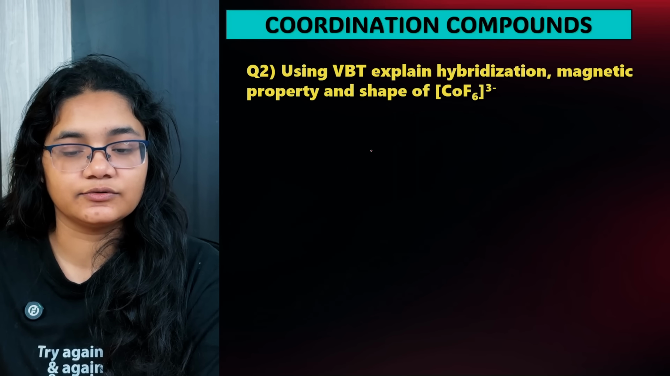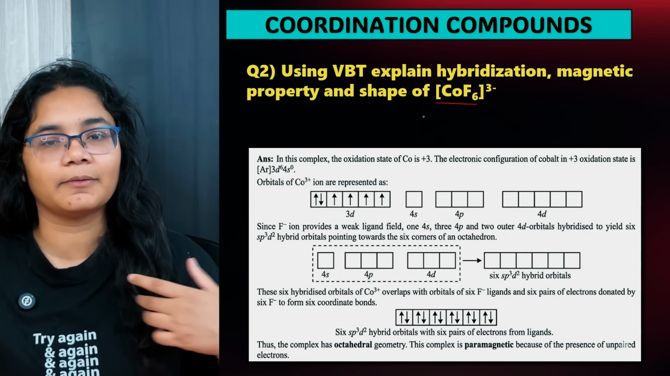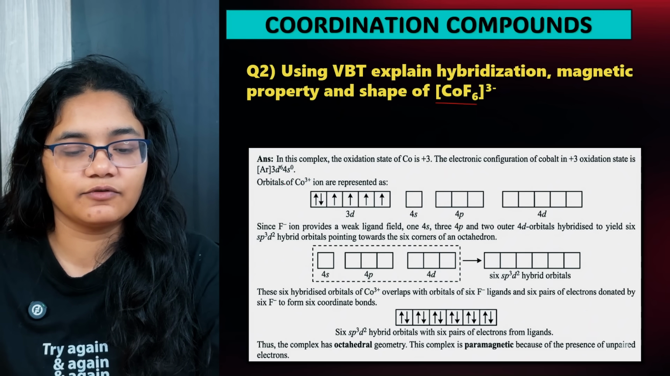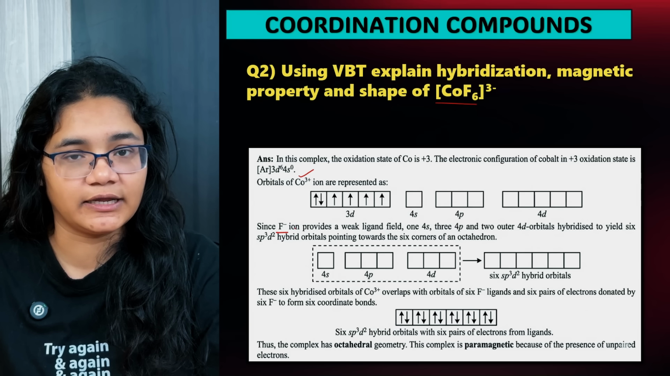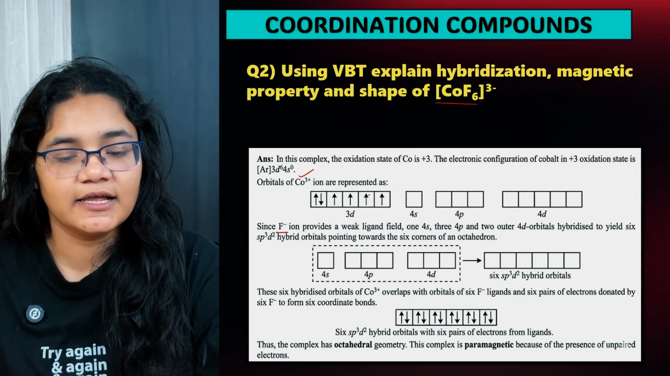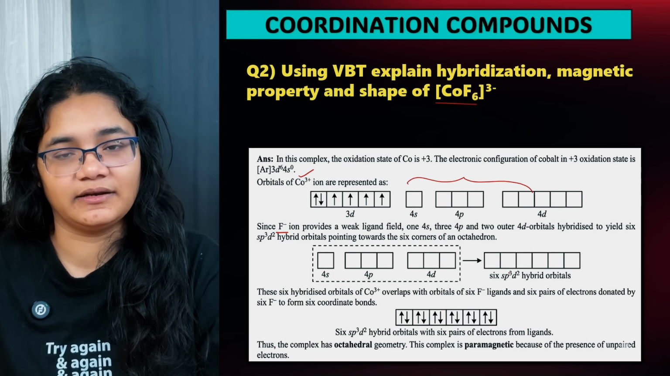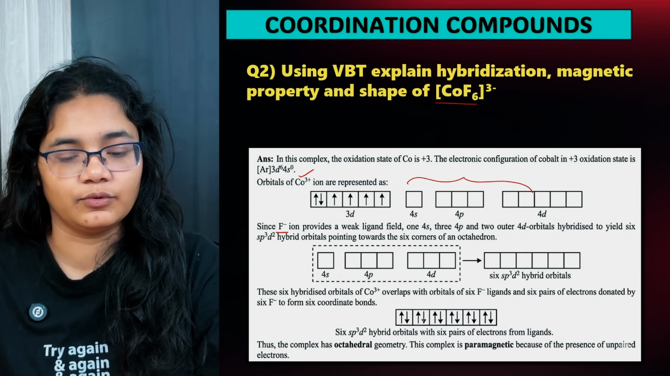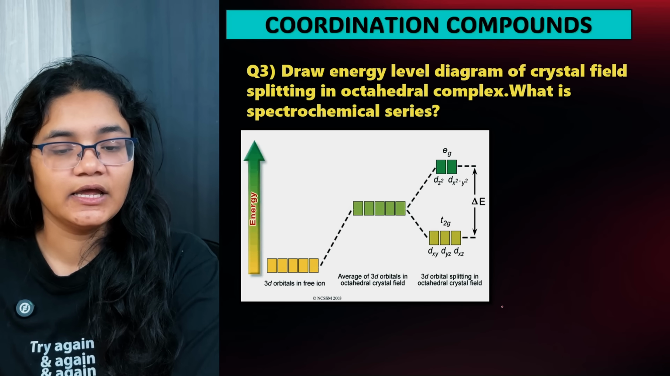Next question is using VBT explain the shape of [CoF6]3-. So already I have done this in the passing package video as well. So first of all, you have to write the oxidation state, then the electronic configuration. Fluorine is a weak field ligand, so no pairing of electrons takes place. So it undergoes sp3d2 hybridization to give you 6 sp3d2 hybrid orbitals in which the fluorine can give its electrons.